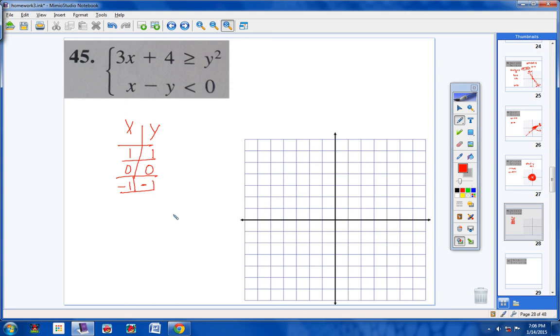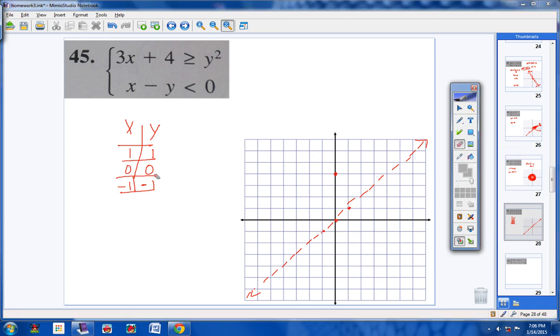Let's go ahead and plot those points. So I have (1, 1), (0, 0), and (-1, -1), and it will be a dotted line. So I'm going to quickly just sketch this dotted line. And do you shade above the line or below it? Well, let's very quickly. We can't test (0, 0), but we can test (0, 4). So let's test (0, 4), okay, students?